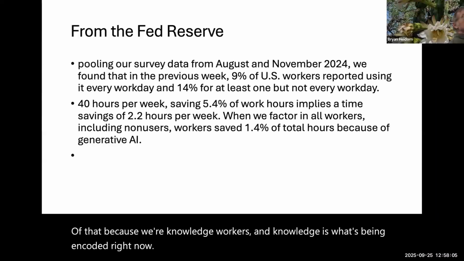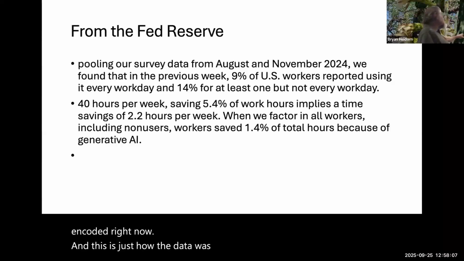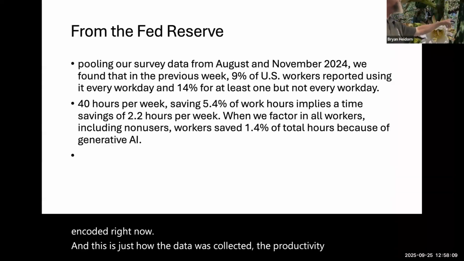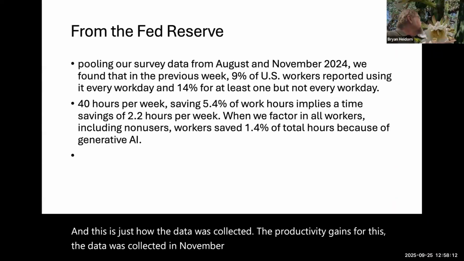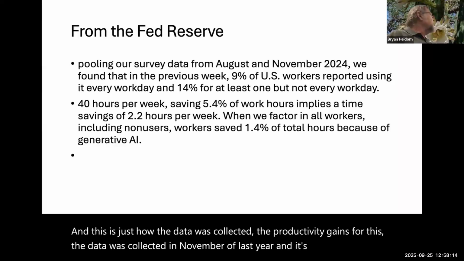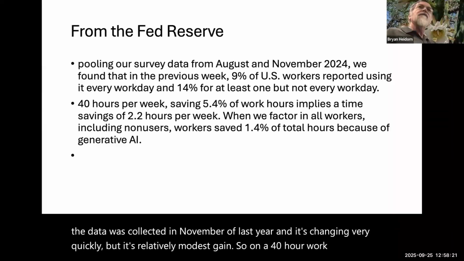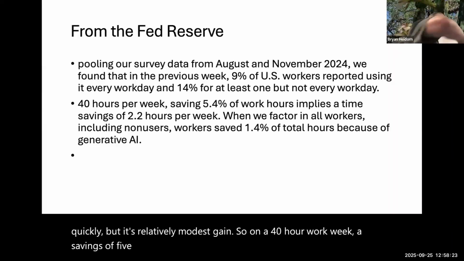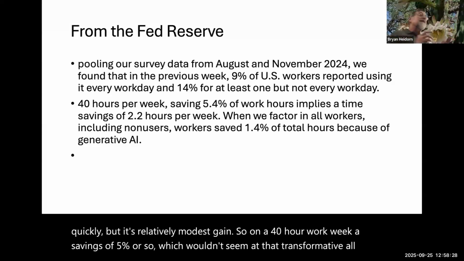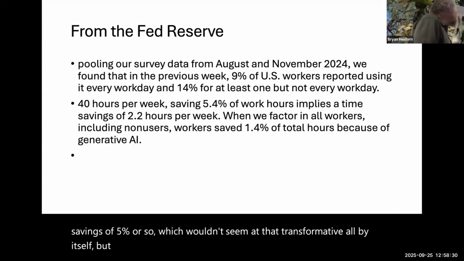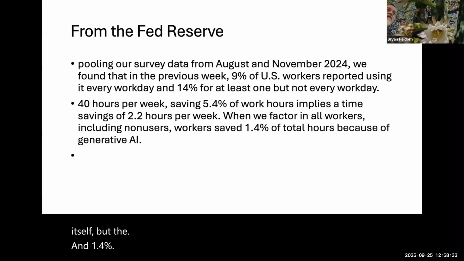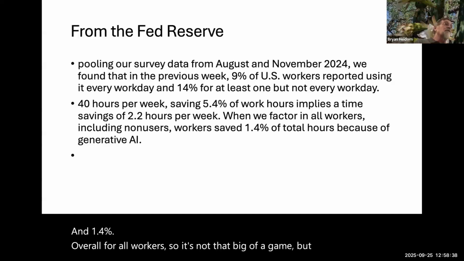And this is just how the data was collected. The productivity gains for this, the data was collected in November of last year, and it's changing very quickly, but it's relatively modest gains. So on a 40-hour work week, a savings of 5% or so, which wouldn't seem that transformative all by itself, and 1.4% overall for all workers. So it's not that big of a gain, but AI hasn't rolled out in most places yet.